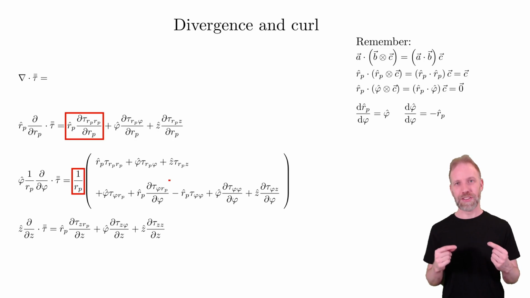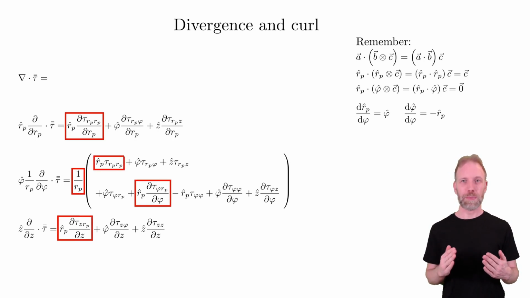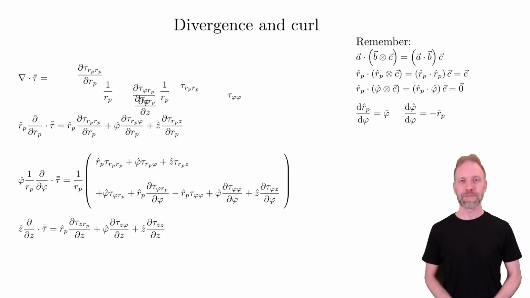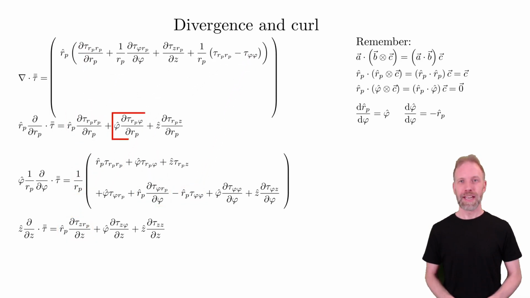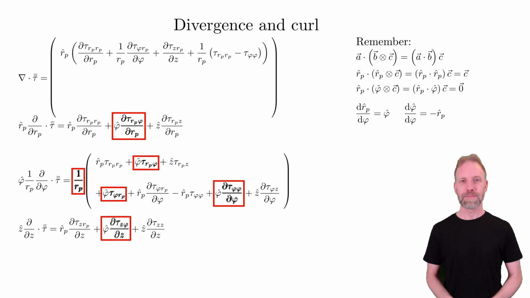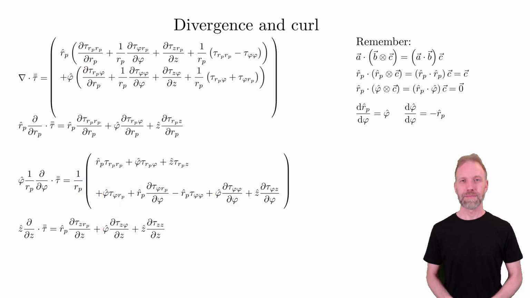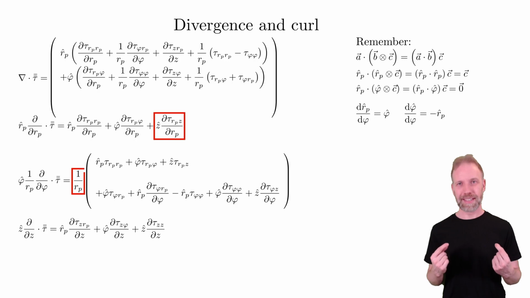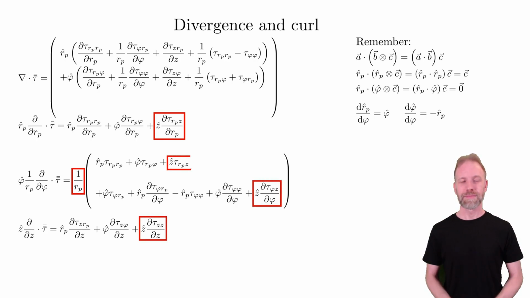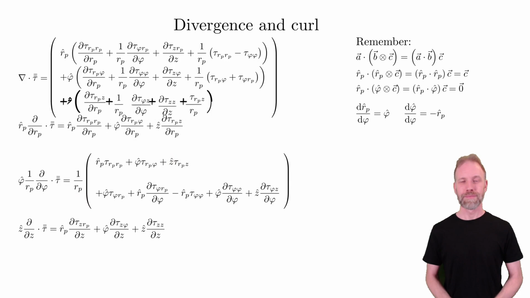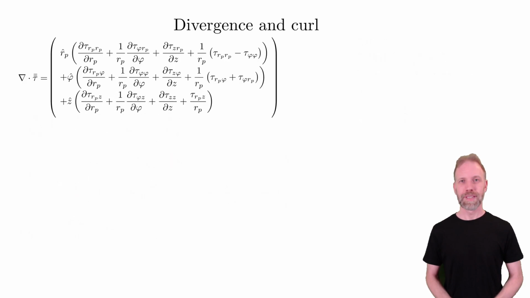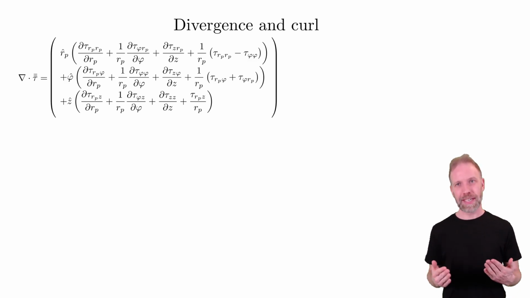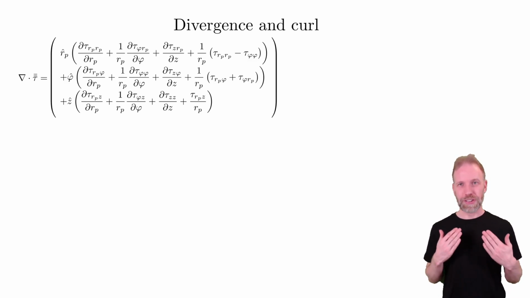Let us combine the three contributions. Start by collecting all rp hat terms. Then collect all phi hat terms. And collect all z hat terms. This is the final expression for the divergence of a tensor of rank 2. Note that just like for the vector gradient, we get additional terms due to the derivatives of the unit vectors.